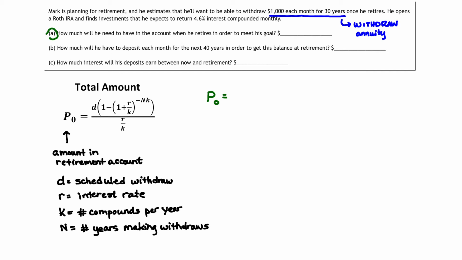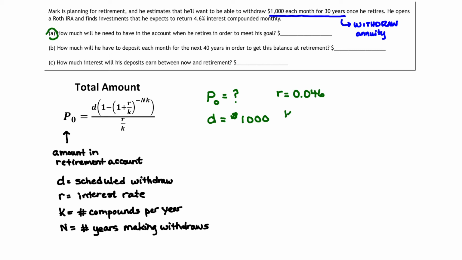D, that's going to be the amount of our withdrawals. So P sub 0 is unknown, but D is known. Our amount of withdrawals is $1,000 each month. So D is actually going to be 1,000. R is our interest rate, and our interest rate is 4.6%. And if we convert that into a decimal, that'll be 0.046.